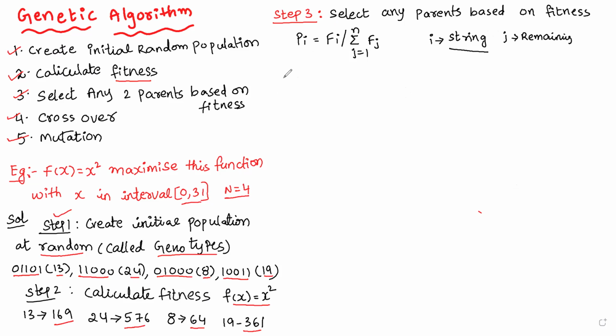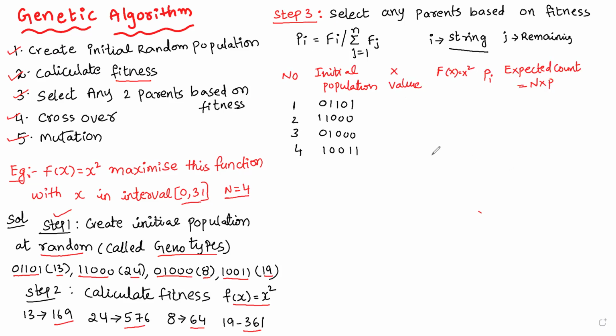To calculate P(i), we write one table. This is a table in order to construct P(i). First we write the number. The second is the initial population. The third is the x value. The fourth is f(x) = x². The fifth is P(i). And the last one is the expected count. These attributes are required.